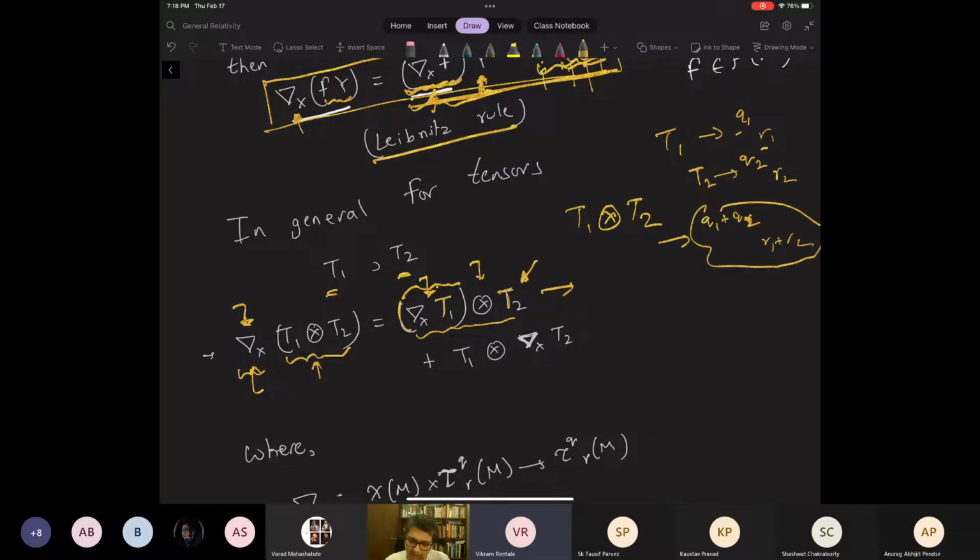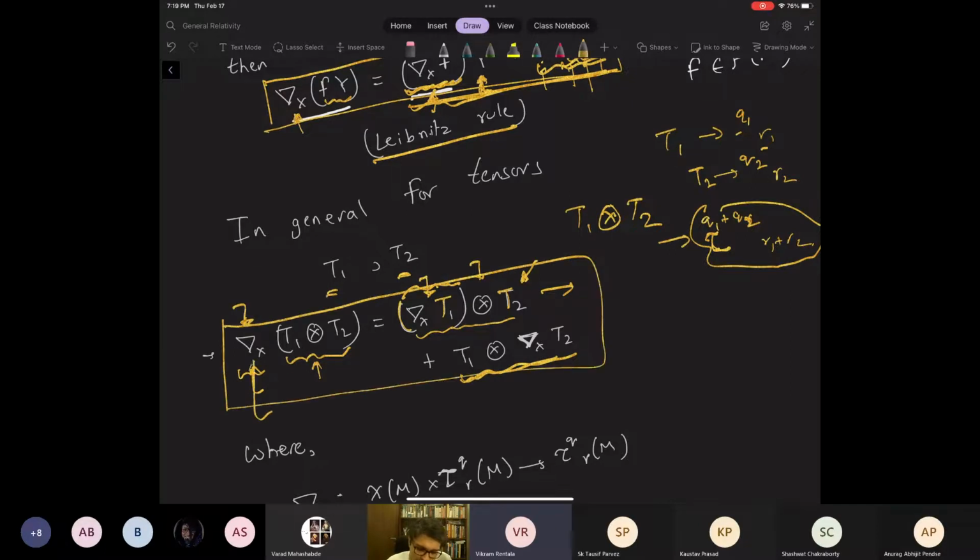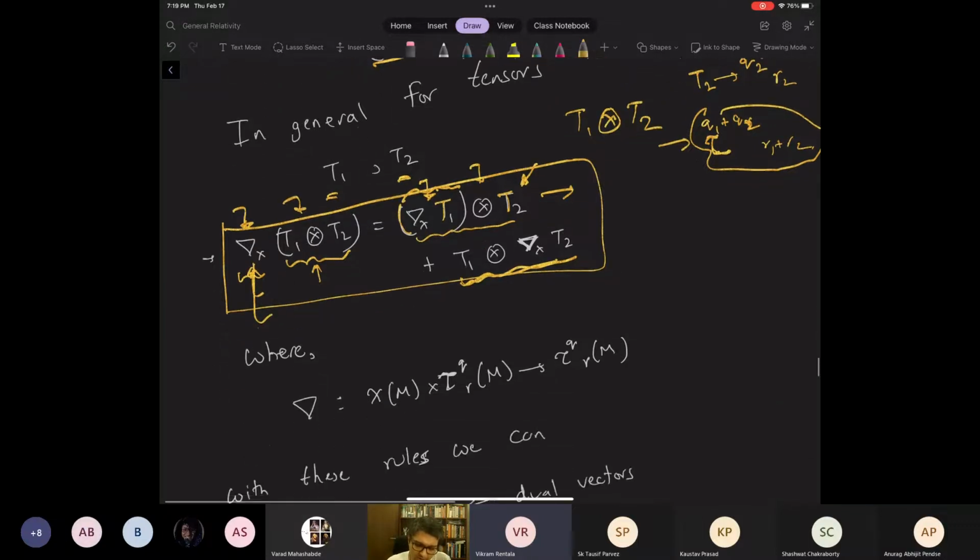again of type Q1 plus Q2, R1 plus R2. And similarly the second term as well will be of type Q1 plus Q2, R1 plus R2. It will be a tensor of this type. It will belong to this tensor field space. So the critical property that we demand for what we mean by the action of the affine connection on a tensor product is that it must satisfy this kind of Leibniz rule for general tensor products.